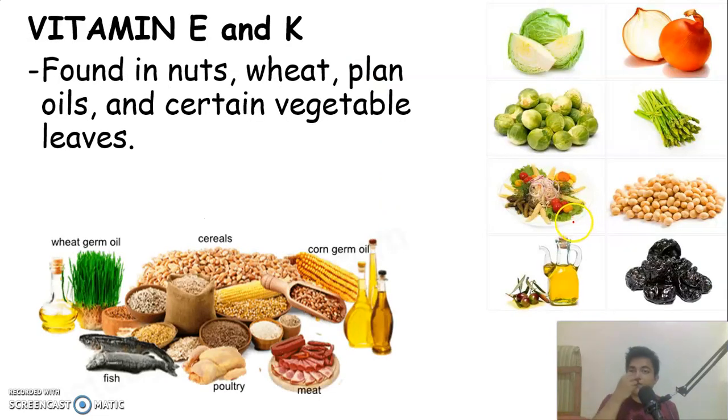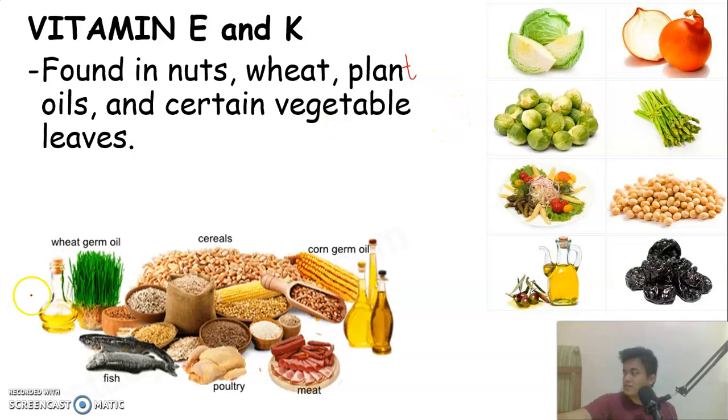Now for vitamin E and vitamin K, usually you get them from vegetable leaves, oils, nuts, wheat, and plant oil. So plant oils are where you get your vitamin E and vitamin K.